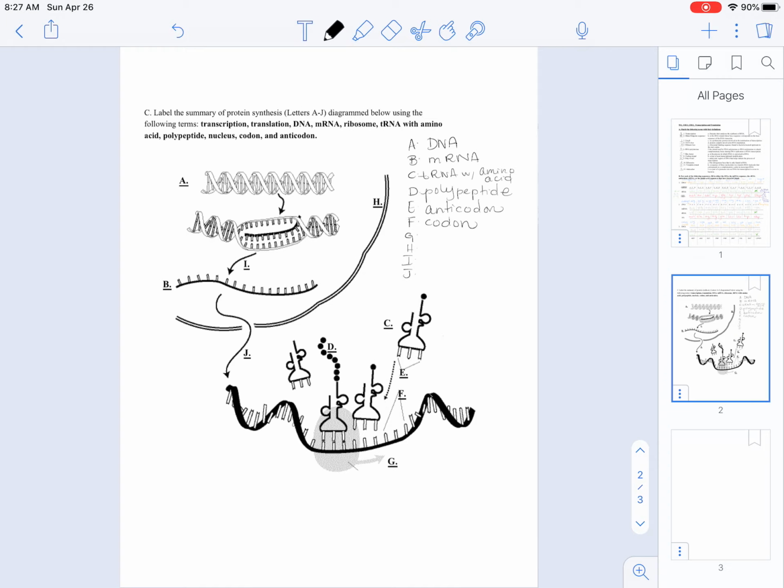Part G is that shadow that we have in the back, and that shadow is going to be the ribosome. Letter H is the nucleus of the cell. That's how we know that this is a eukaryote. Letter I is going to represent the process of transcription. And lastly, letter J represents the process of translation. Notice that the process of transcription in a eukaryotic cell happens in the nucleus, while the process of translation is going to be happening in the cytoplasm.